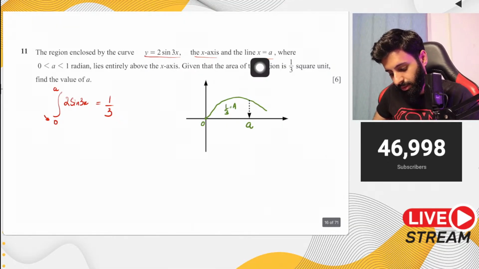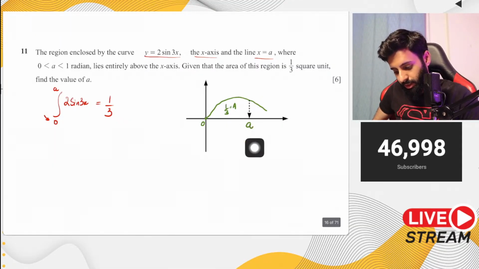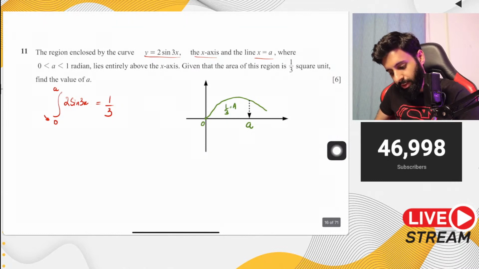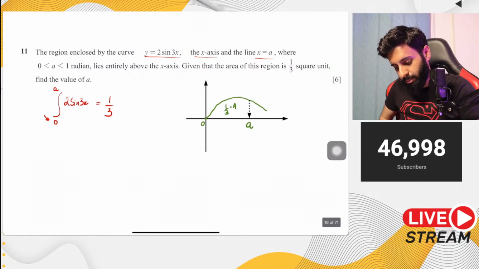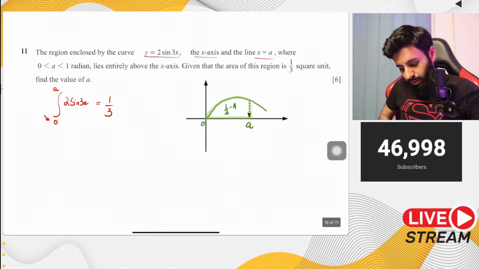Okay, the line x equals a is a vertical line, so that means a is on the x-axis. This is the region that has area 1 upon 3. ये region है जिसका area 1 upon 3 के बराबर है. All right. Now let's start integrating this.